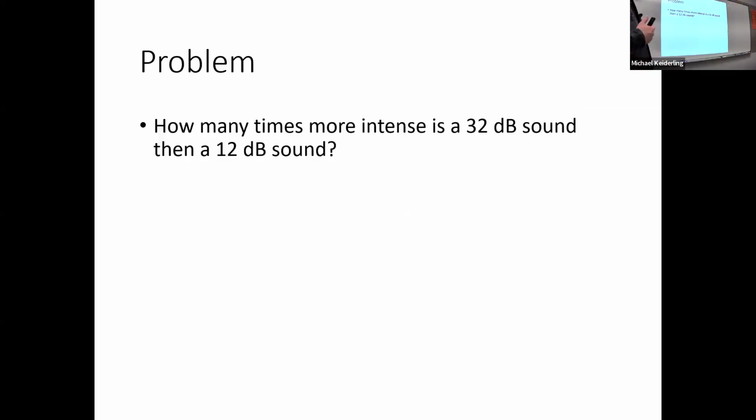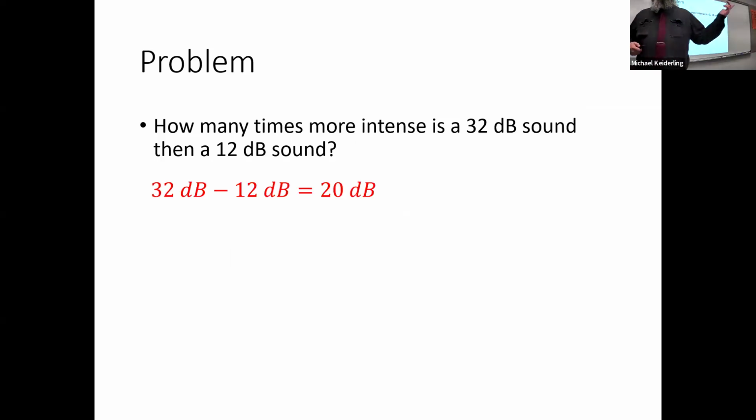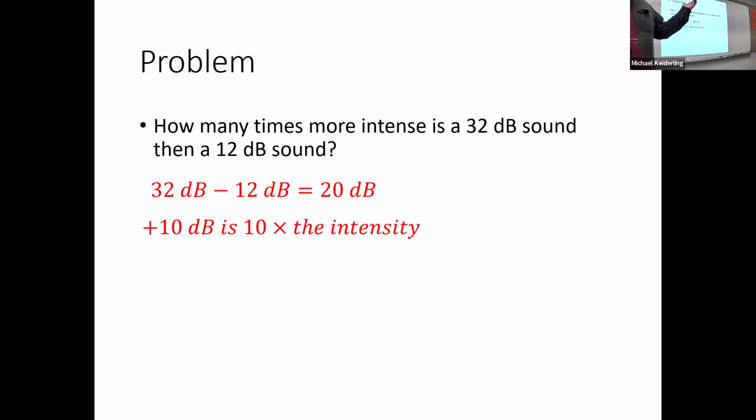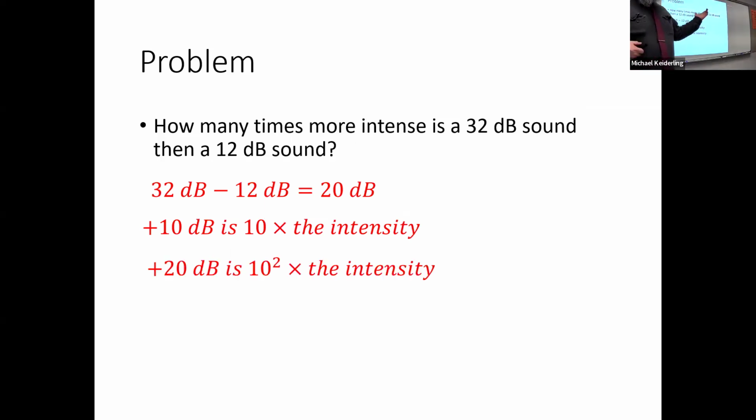So how many times more intense is a 32 decibel sound than a 12 decibel sound? Well, that's a 20 decibel difference. Plus 10 decibels is 10 times the intensity. 20 decibels is 10 squared times the intensity, or 100 times more intense.